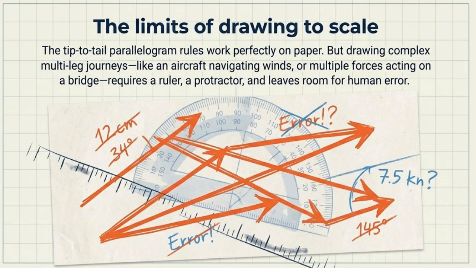When dealing with multiple legs in a journey or several forces at once, you need precise tools like rulers and protractors, and even then, small mistakes can easily add up. This kind of manual approach leaves room for human error, making it less reliable for complex scenarios where precise calculation is critical.